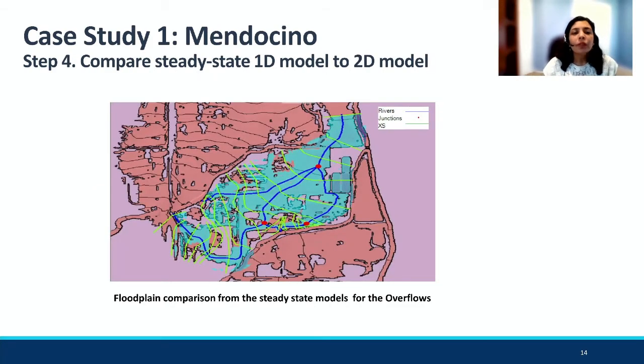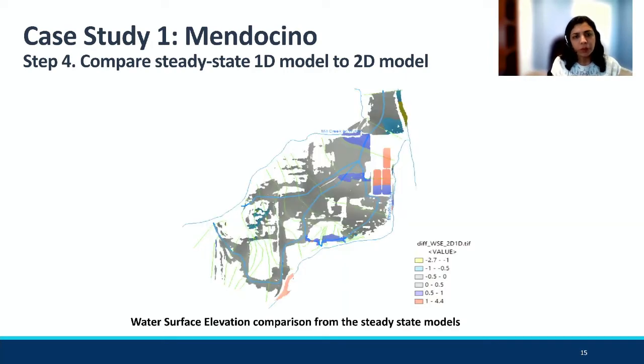Step 4. Once the equivalent steady state model is developed, the results are compared to the 2D model and also discussed with the community. So here you can see the floodplain from the steady state models for the area in between the Broaders and Mill Creek is shown in blue, and the floodplain in the background is from the 2D overflow model. So the floodplain compares quite well, and we further investigate and compare the water surface elevations from the steady state model to the 2D overflow model.